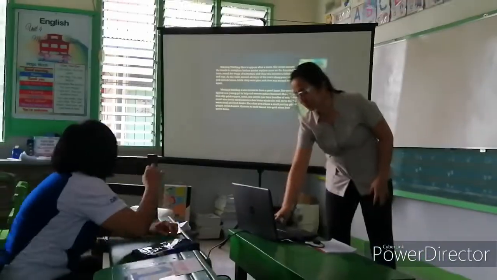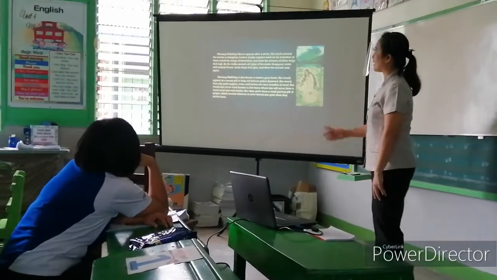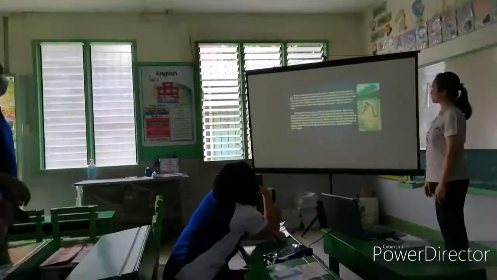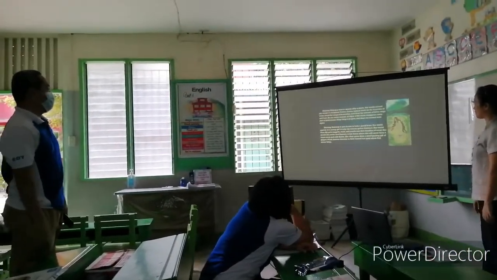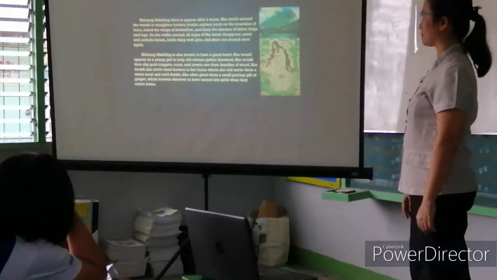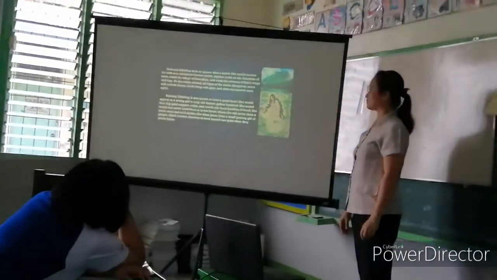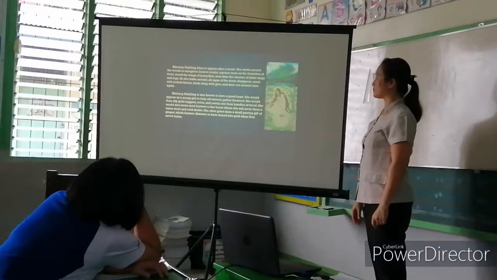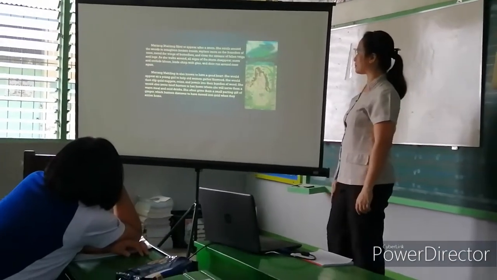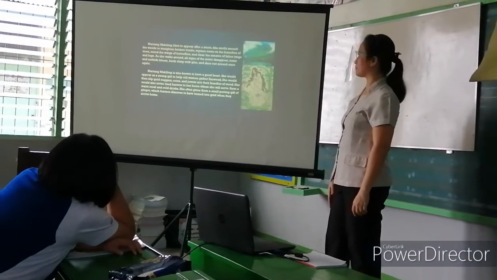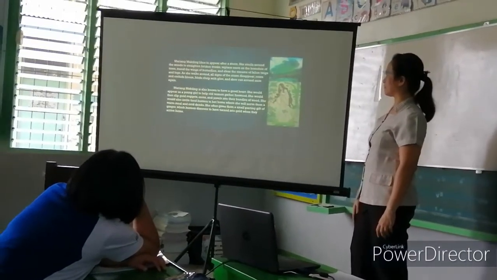Okay, Edward, kindly continue. Maria Magdalene likes to appear after a storm. She strolls around the woods to straighten broken trunks, replace nests on the branches of trees, mend the wings of butterflies, and clear the skins of fallen twigs and logs. As she walks around, all signs of the storm disappear. Roses and orchids bloom, birds chirp, and deer run around once again.